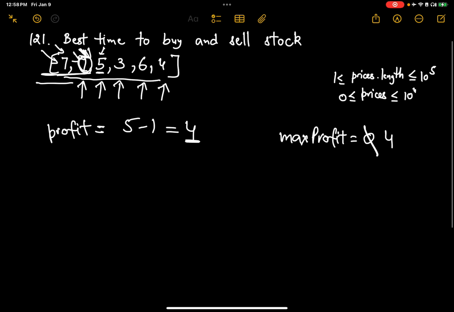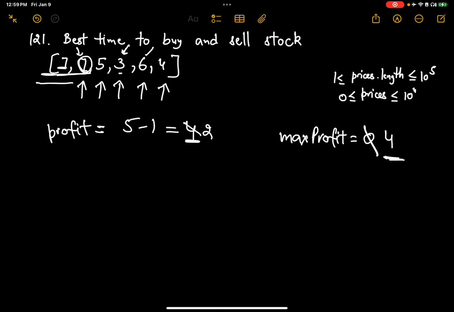Then I'll try to sell on the same day, but I'll try to buy on the 7th. But my profit would be negative as it would be 5 minus 7, which would be minus 2, so it doesn't make sense, right? Then I'll try to sell on the 3rd on this day. When I'm selling on this day, I'll try to buy the stock before. Either I could buy on this day when the price is 7, when the price is 1, when the price is 5. So ideally, it makes sense to buy on this day so that my profit is 2, but I'll not update my max profit because my max profit is already 4.